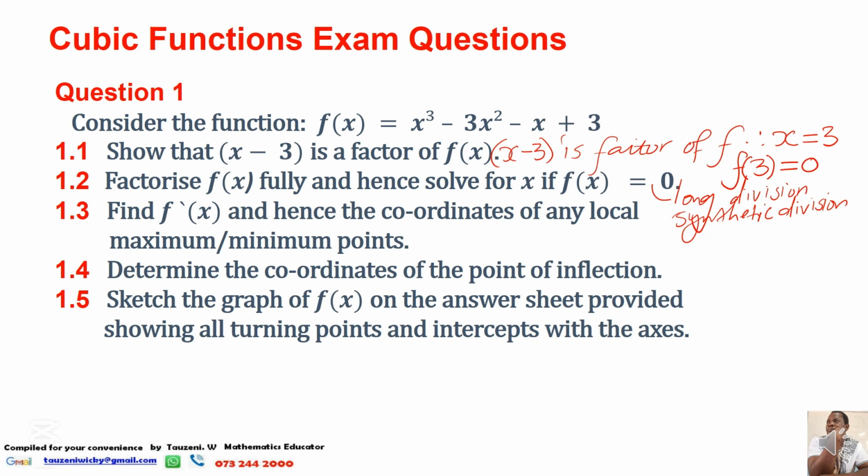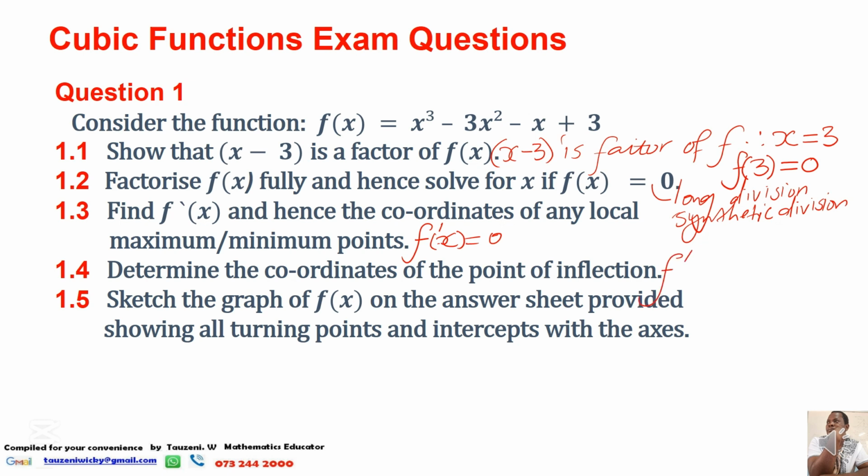Number 1.3, the knowledge we need here is that at the maximum or minimum, the derivative is always equal to 0. So what we do here is that we differentiate the expression and we equate the derivative to 0 and solve for x. That will give us the values of x that are needed to determine the coordinates of the minimum and the maximum. Then number 1.4, determine the coordinates of the point of inflection.